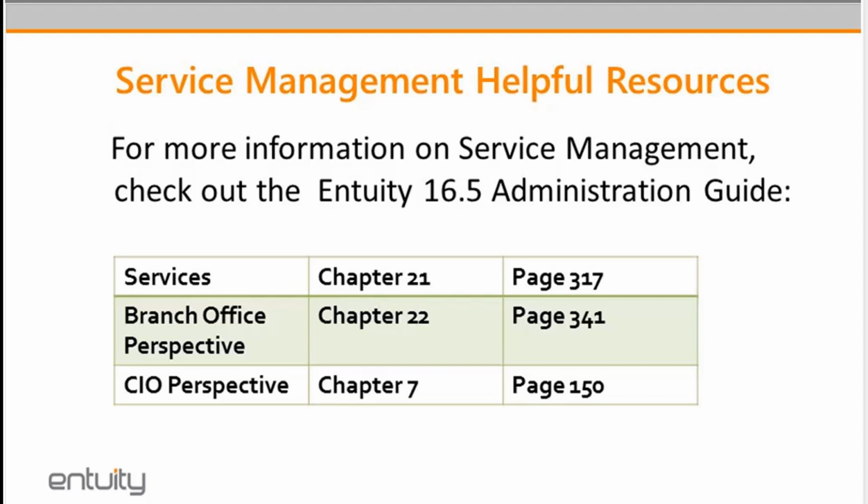The branch office and CIO perspectives being special categories of services. Again, they're referenced in the Admin Guide as well, and you can take a look at instructions on how to build them and what the components look like, and a lot of the details in the guide there as well. Outside of the guide, if you look at the Entuity Context Help, just search for services or branch office or CIO, and the UI will take you right to those help documents as well.